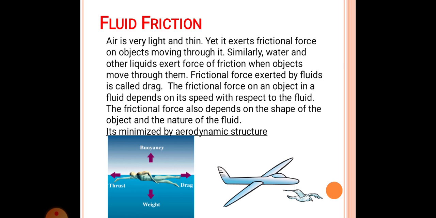Fluid friction. What is a fluid? The substances in the form of liquids and gases are called fluids. An object moving through a fluid experiences some type of friction called frictional drag. The frictional drag depends upon the speed at which the fluid is moving, and it can be minimized by aerodynamic structure, which is inspired from nature, particularly birds.